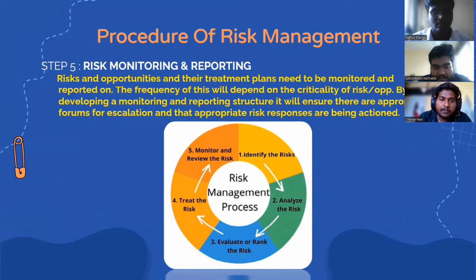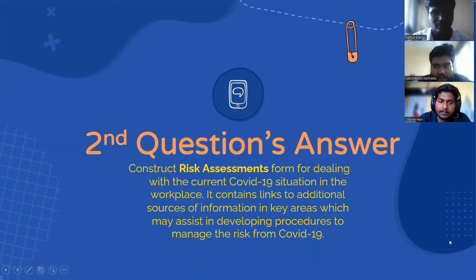Next, step 5, risk monitoring and reporting. Risks and opportunities and their treatment plans need to be monitored and reported on. The frequency of this will depend on the criticality of the risk. By developing a monitoring and reporting structure, it will ensure there are appropriate forums for escalation and the appropriate risk responses are being actioned. Now let's see the second question's answer.